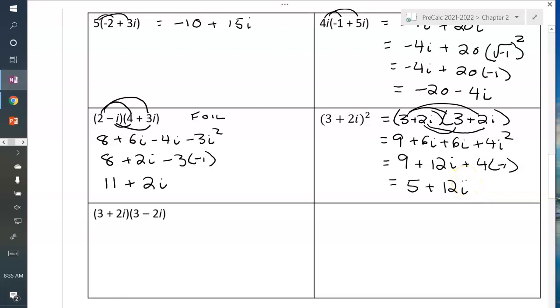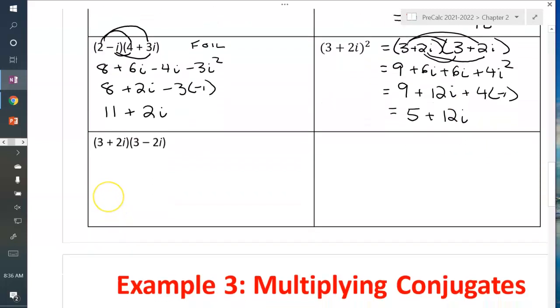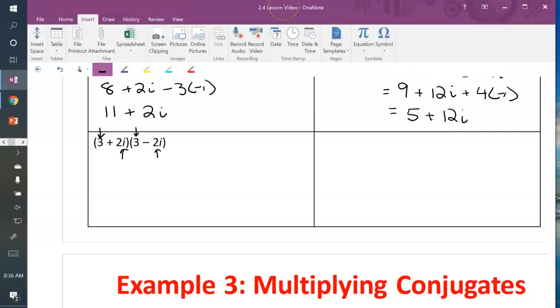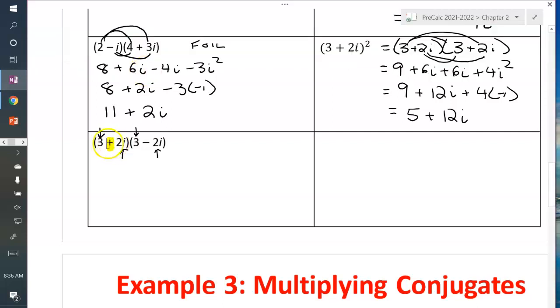And that one's done. Our last one, I want you to look at this one. Notice how the first term on both of these complex numbers is 3. And notice how the second term on both of these, the imaginary part, is 2i. And then you see how you have a plus and a minus? So right here was a plus, right there was a minus. That's actually the only difference between those two terms, that plus and that minus. That's called a complex conjugate.